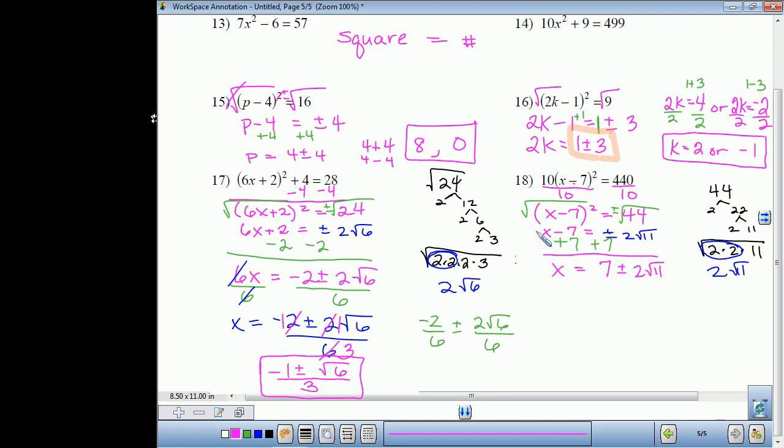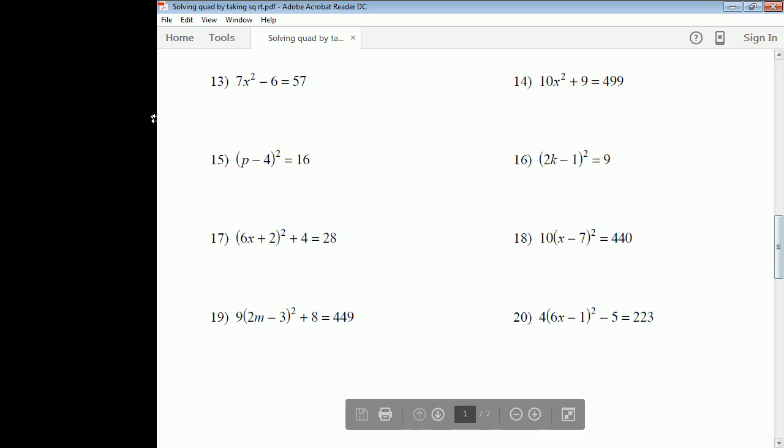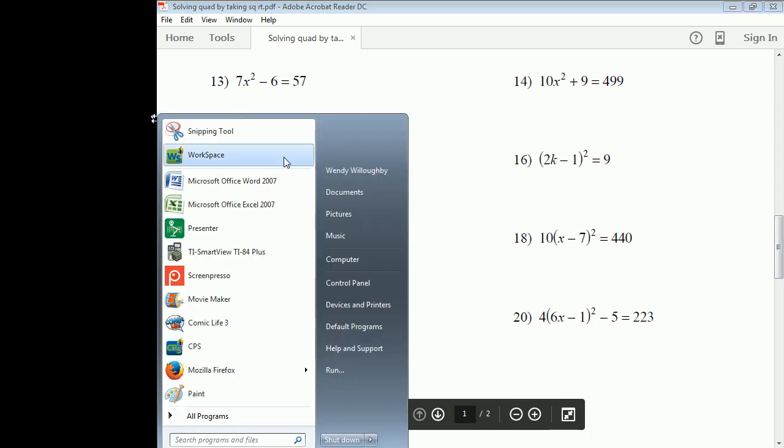Number 19 we're going to do together, because it has pretty much everything. And then 20 is your last one, you try.